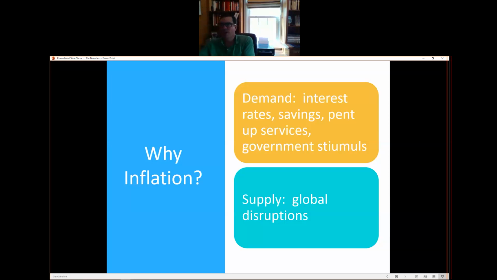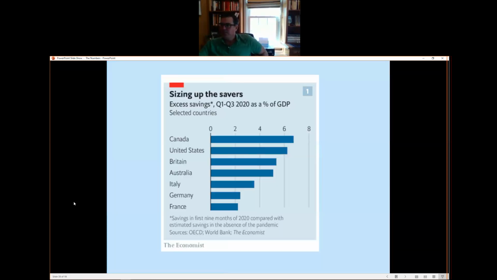And on the supply side, we've had issues with transportation of goods and services, but also we've had things like a shutdown of being able to produce semiconductors, being able to produce chips for cars or other products. That's led to shortages of things. So you get a lot of demand and less supply, and you get higher prices, and that's what we really have right now. And this just shows you that there's been a lot of saving going on, especially in the U.S. and Canada. We've really ratcheted up our savings above normal savings.